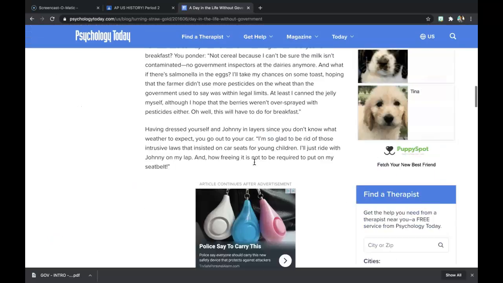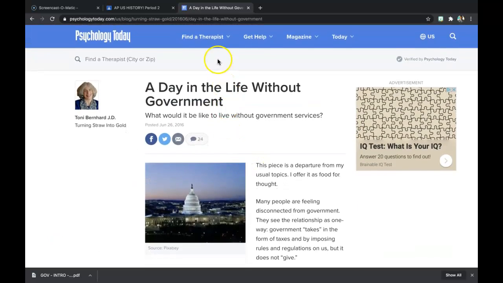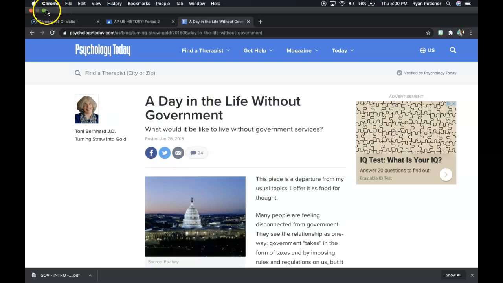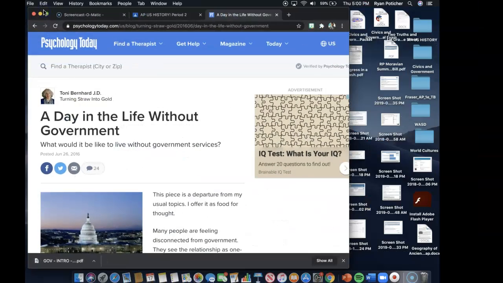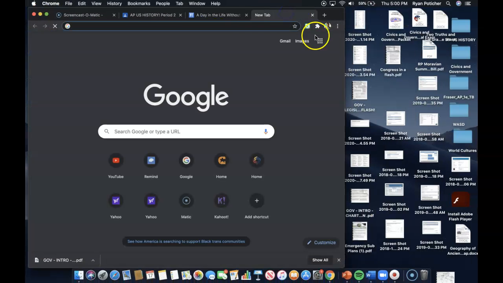So guys, there you have it. A hypothetical scenario of a day in the life without government. Pretty eerie, huh? I think so. As much as we might say that government is this and that and the other, the fact is that we need it, and they need us.